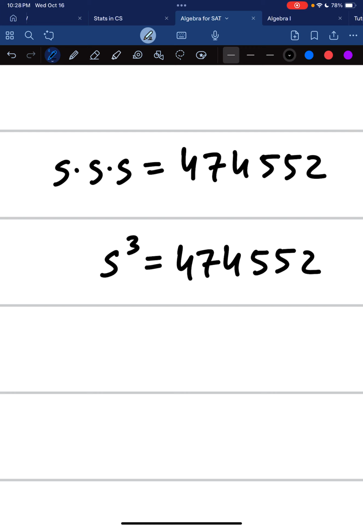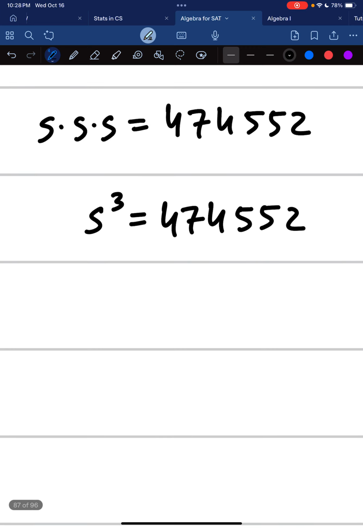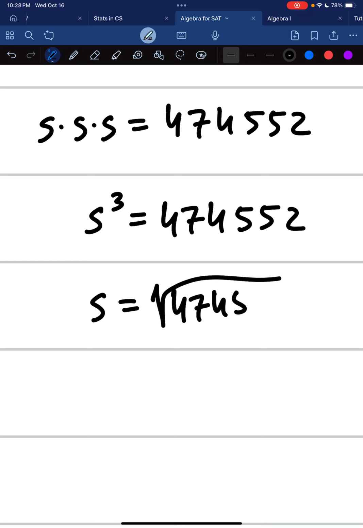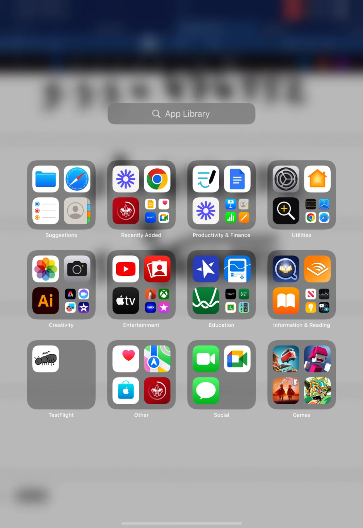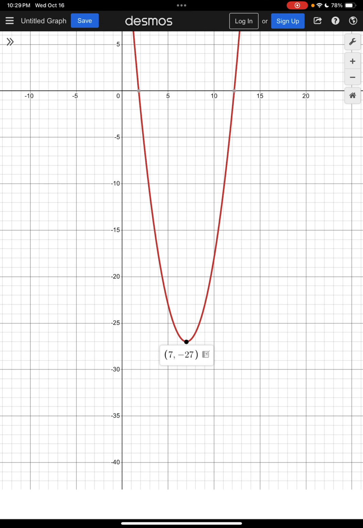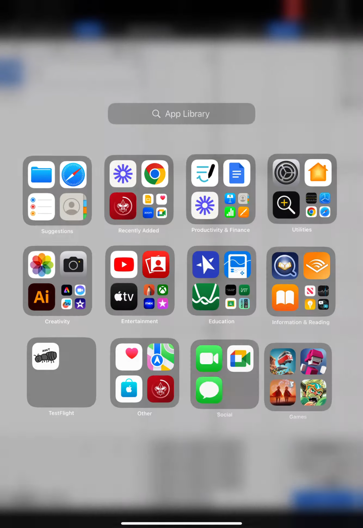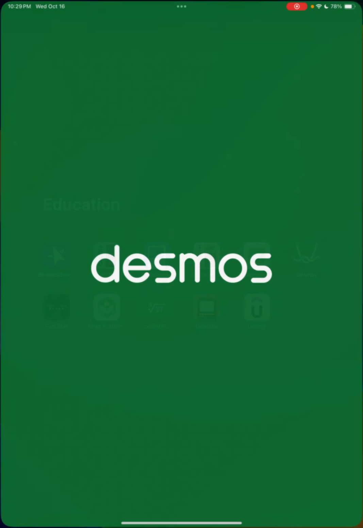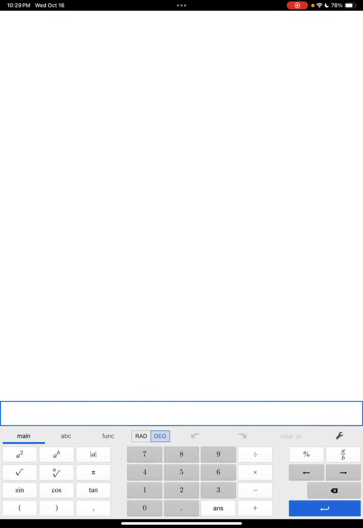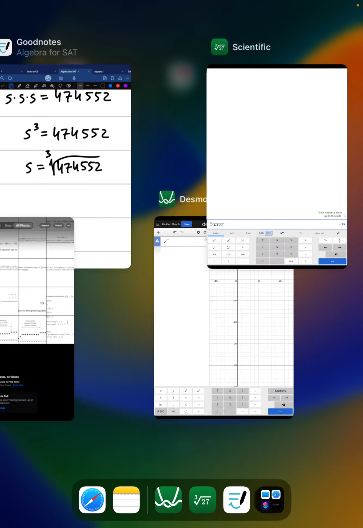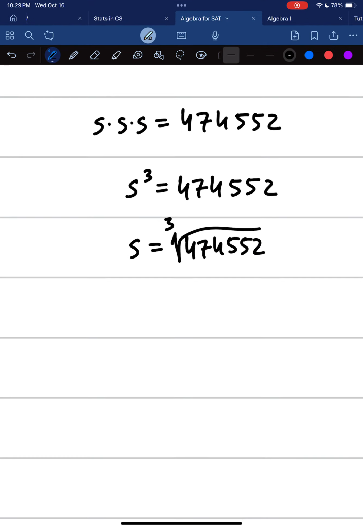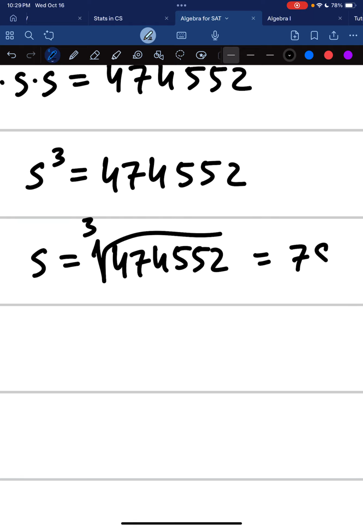And now all I need to do to find s is take the cube root of both sides. So I get s is equal to the cube root of this number. So now let me go ahead and find the cube root of that number. So the cube root of this number is going to be 78. So now we know that the side length is going to be 78.